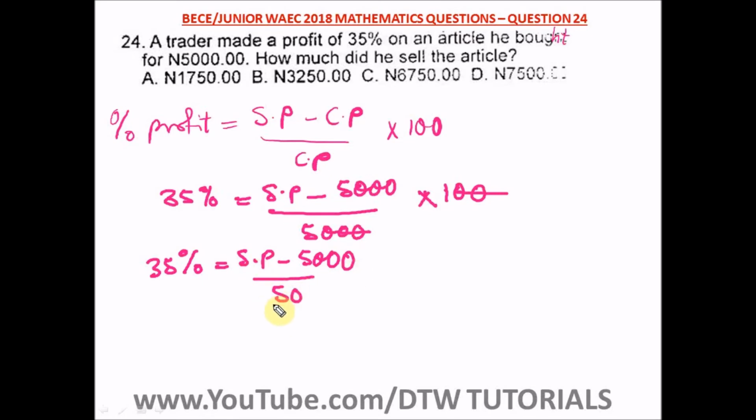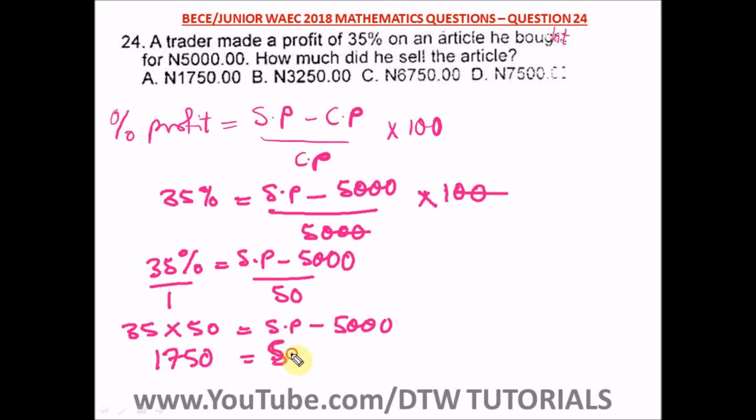Okay, so we have over 50, so all we need to do is cross multiply. So 50 goes up, and 35 just has one here. One multiplied, everything here will still remain the same. So we have 35 times 50 equal to our selling price minus 5,000. And what is 35 times 50? We have 1,750.